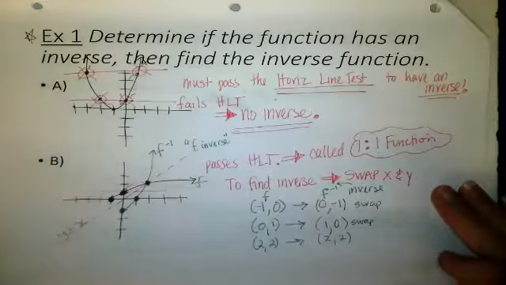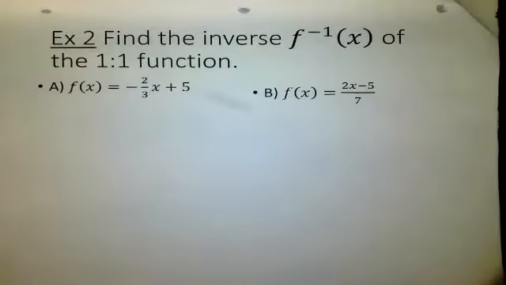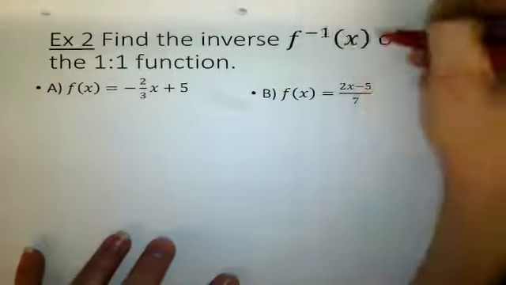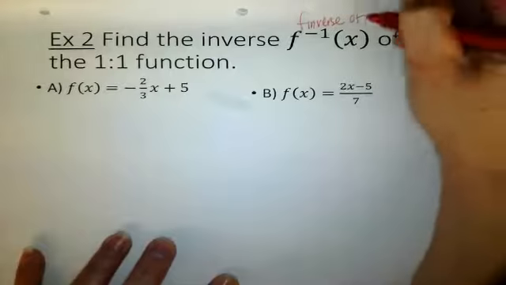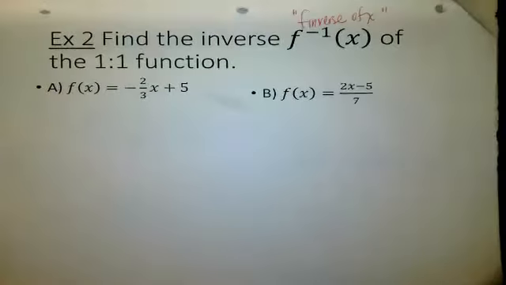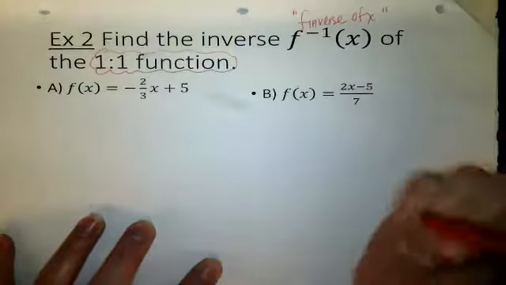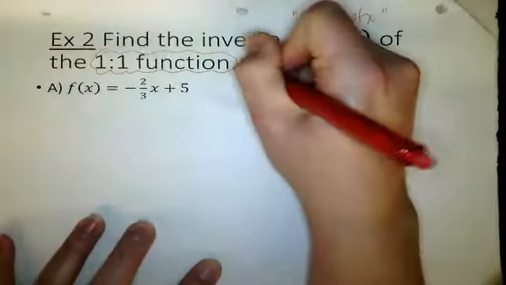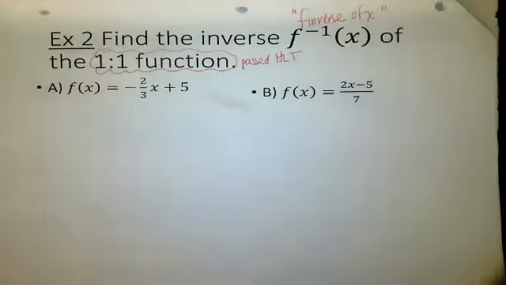All right, so example 2. Find the inverse. Again, we have this special notation, f inverse of x. That's how we would read that, f inverse of x. Negative 1 just means inverse, f inverse of x, of the one-to-one function. So what does one-to-one function really mean? It passed the horizontal line test already.